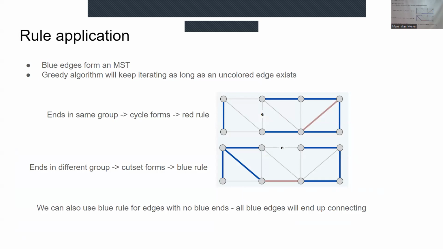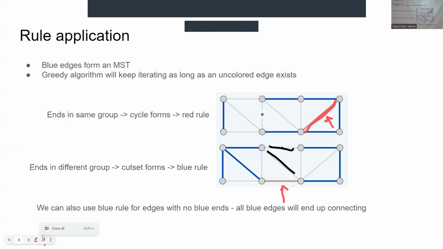So the way he did this is by looking at specific cases for edges. If an edge has both of its endpoints in the same blue group, that means it would form a cycle, and therefore the red rule could be applied. So in that case, we would just color this edge red and be done with it. If an edge had its ends in different groups, then that would actually be a cut set because we have one blue group and the other blue group, and we want to connect them. And so we'd end up using the blue rule. We wouldn't necessarily have to color this edge blue. We could also color this one blue or this one blue. That's not blue, but you get my point.